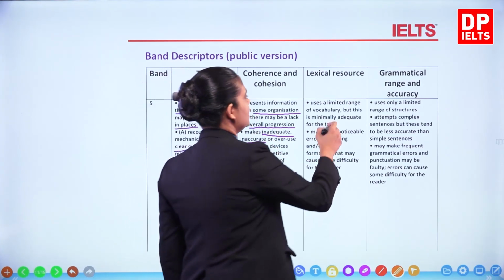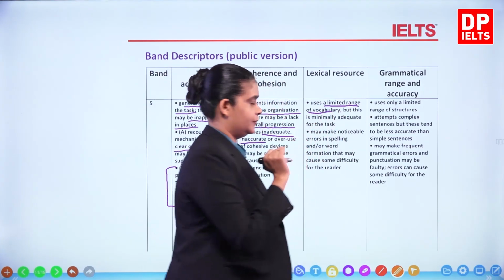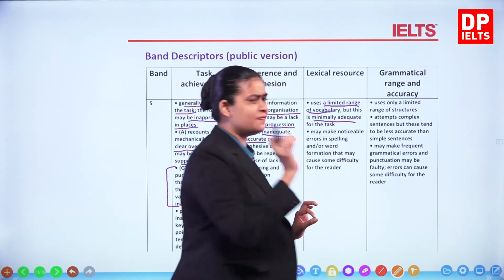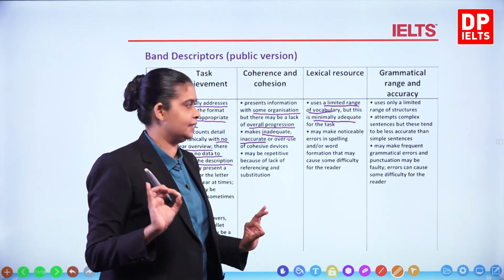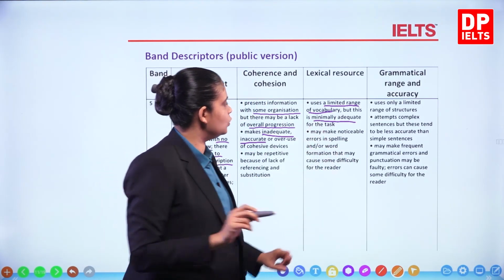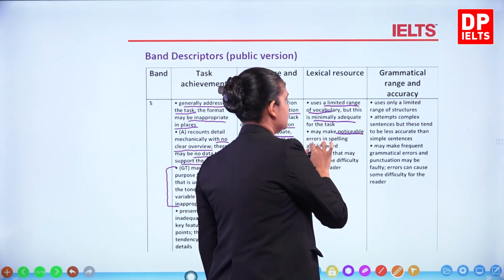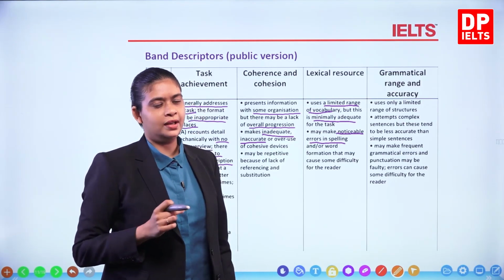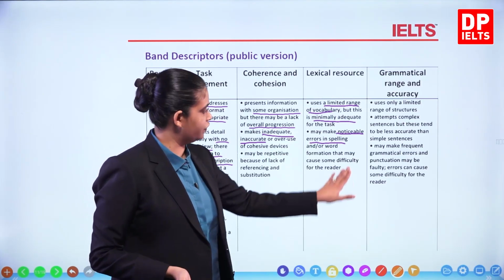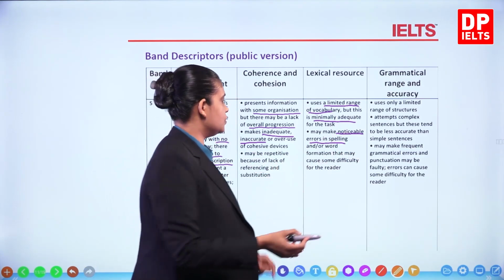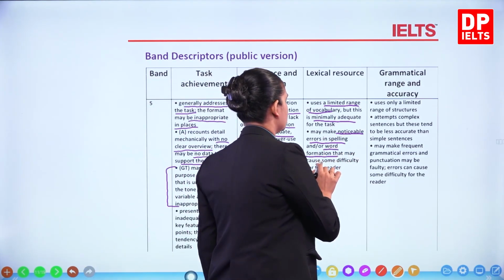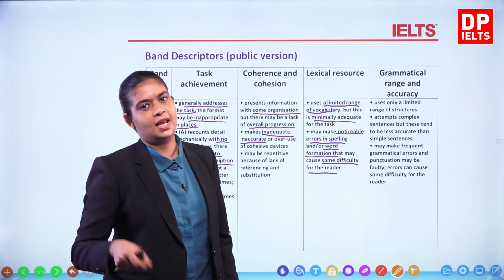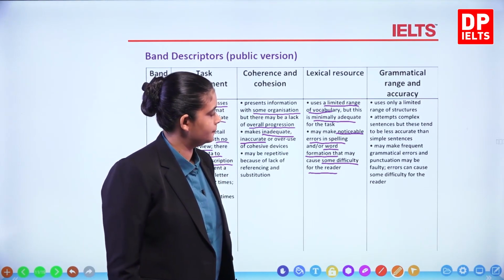here you use a limited range of vocab, right? And this is minimally adequate. Minimal means it's very little, but it's adequate a little, right? You make noticeable errors. Noticeable means it's a bit big, right? So it's not unknowingly, you don't know actually the spelling, and therefore it is noticeable. And your word formation makes it difficult for the reader to understand what you're trying to communicate.